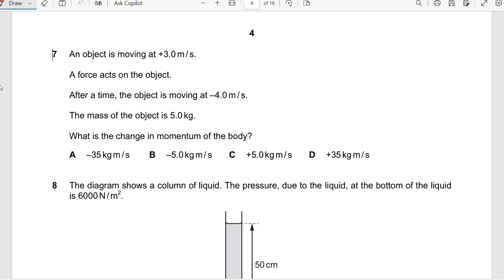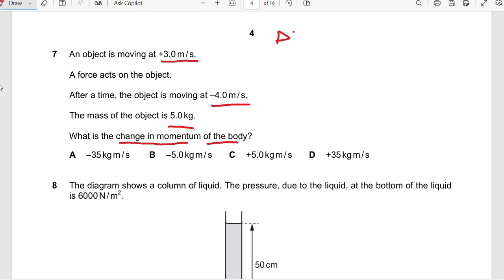Now, question 7. It says an object is moving at 3 meters per second, positive 3 meters per second. A force acts on the object. After a time, the object is moving at negative 5 meters per second. Remember, negative here in physics means in the opposite direction. The mass is 5 kilograms. Now they ask what is the change in momentum of the body?